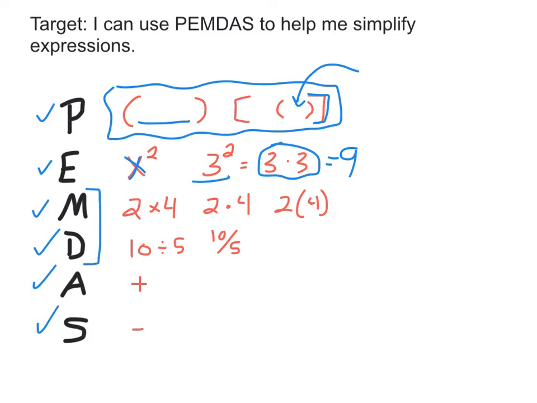Then there's multiply and divide. This is where it gets a little tricky because multiply and divide always come before adding and subtracting, but multiply and divide happen from left to right. Multiply does not always come before divide.